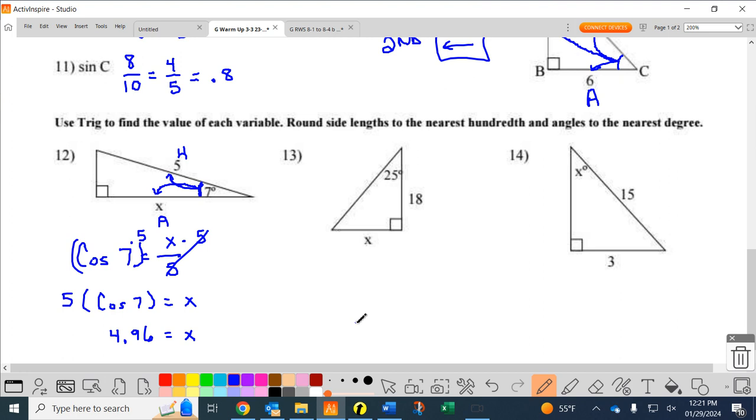Okay, the next one is almost identical. You got this 25 right here. The only difference is that you are using a different trig function. So when you're doing a different trig function on here, how is the 25 related to that x? It is opposite. And how is the 18 related? Adjacent. If it's opposite and adjacent, which trig function is that going to leave you? Tangent, perfect. Of 25 equals what over what? Perfect. Okay, get to an answer. Don't say it. Get to a final answer on that one.